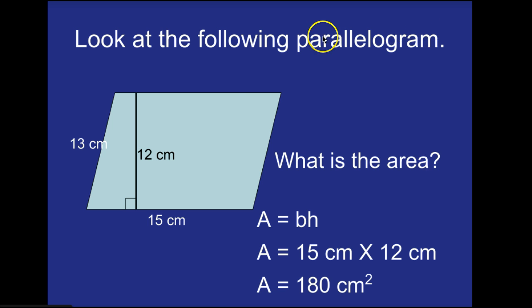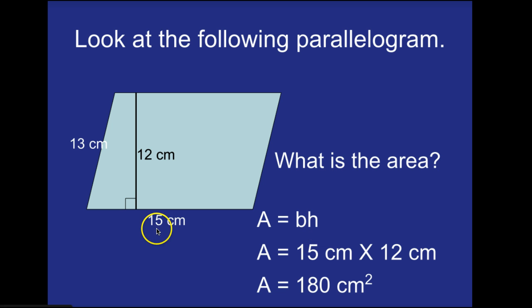Alright, so looking at the following parallelogram, what is the area? As a reminder, we're doing base times height for our parallelogram. And so this is the figure I was telling you about. We have our base here of 15 and our height of 12. The diagonal is not a dimension we're going to be using for the height. The height has got to be a right angle, so the 12 will be the unit we're going to be using.